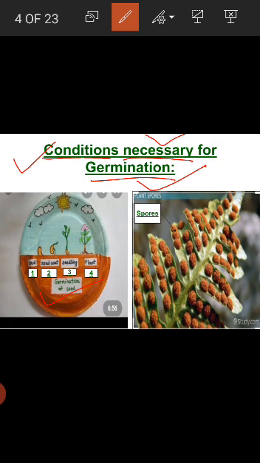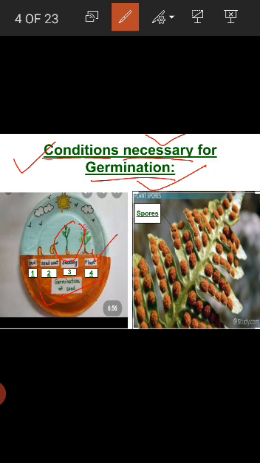So the third point is seedling. Seedling means a young plant which is raised from seed, not from cutting. So students, if you see in the picture, you see a young plant which is raised from seed, not from cutting. So finally the fourth point is plant. So in this way a plant grows through seed.